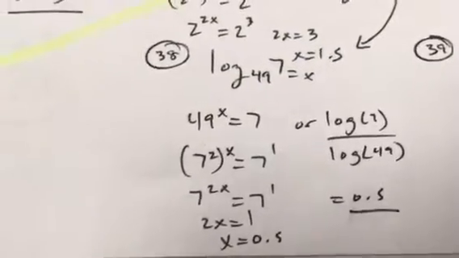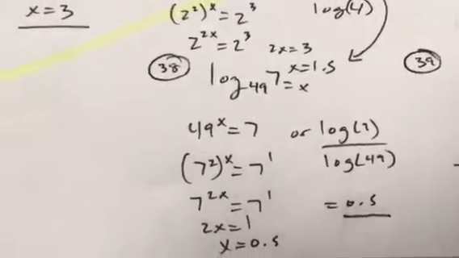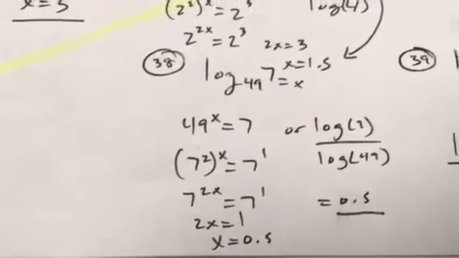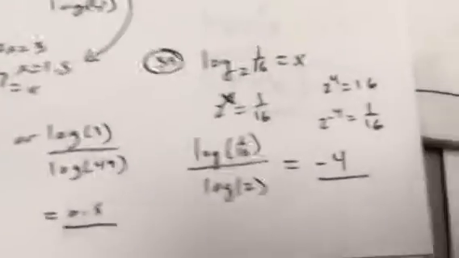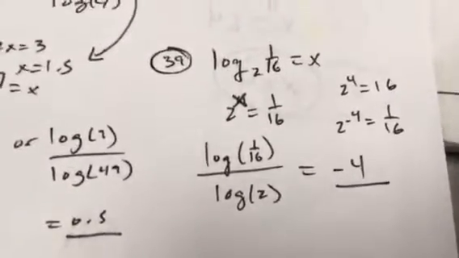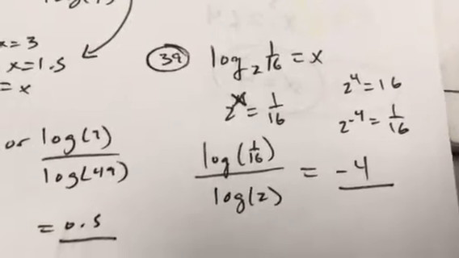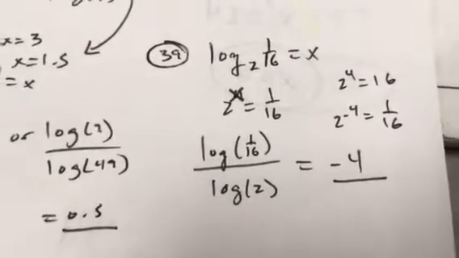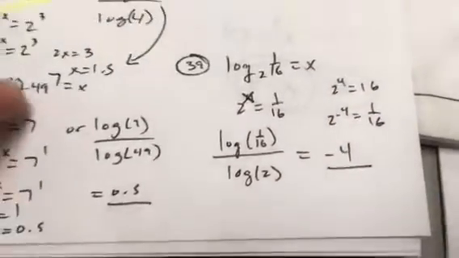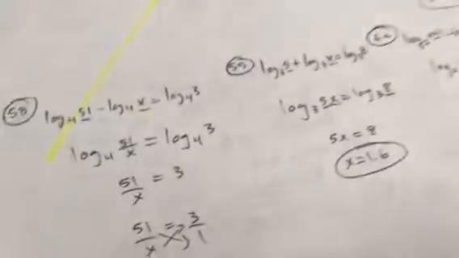38, again, you could do 49 to the x gives you 7. Get the same base. All right, get 1/2, or you can do log 7 divided by log 49. This one you could do log of 1 over 16, keep that all in parentheses, divided by log of 2. Or you could do 2 to what power gives you 1 over 16. If 2 to the 4th gives you 16, 2 to the negative 4th gives you 1 over 16. No matter how you do it, you get those answers.